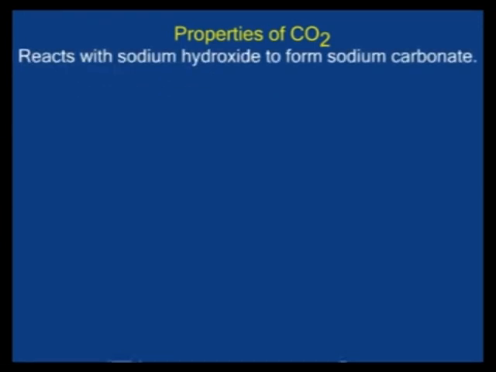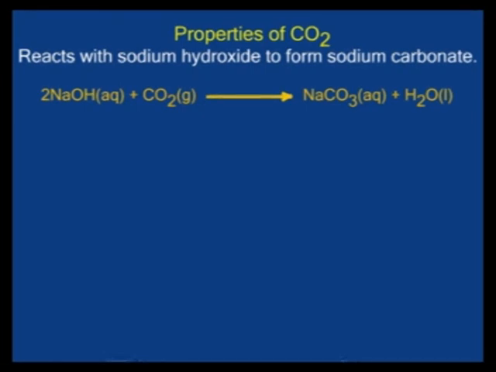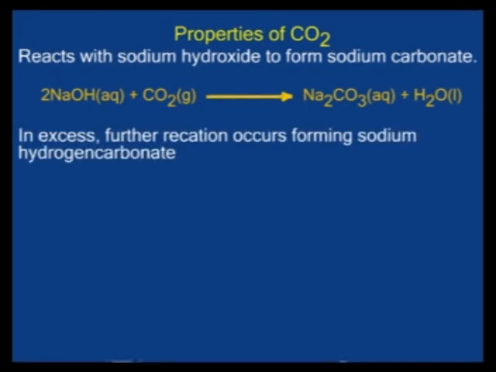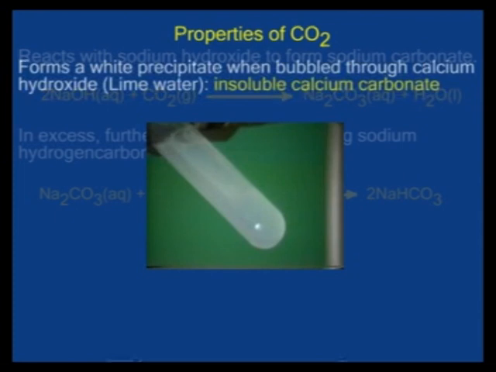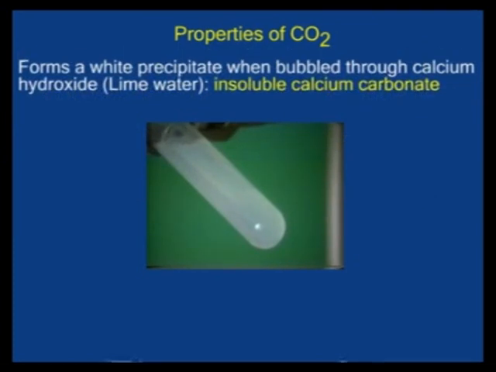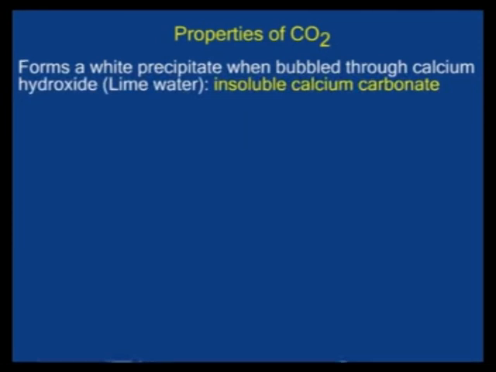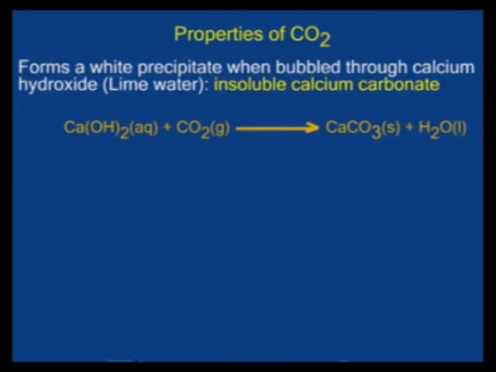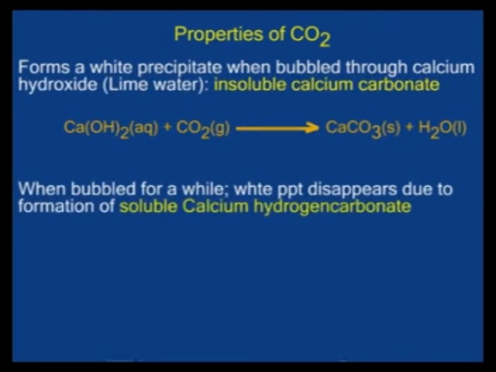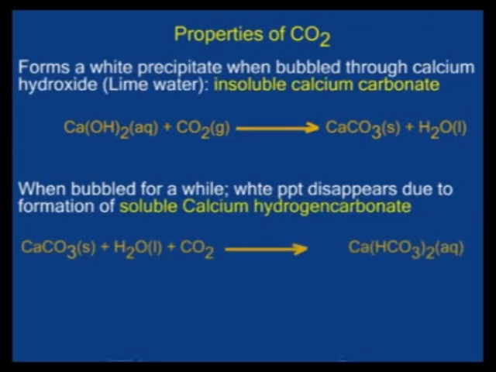It reacts with sodium hydroxide, forming sodium carbonate according to this equation. Now, in excess, a further reaction occurs leading to formation of sodium hydrogen carbonate. When briefly bubbled through calcium hydroxide, also known as lime water, a white precipitate is formed, and this is the insoluble calcium carbonate. This is the confirmatory test for carbon 4 oxide. When bubbled for a while, the white precipitate dissolves due to formation of soluble calcium hydrogen carbonate.